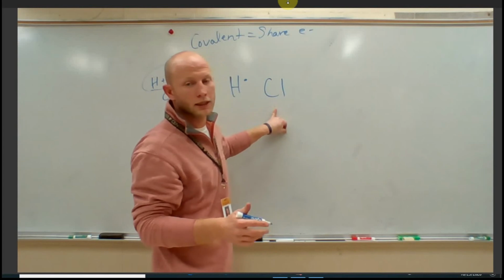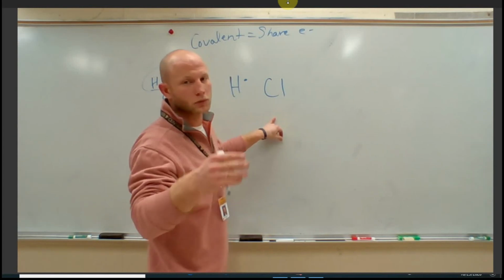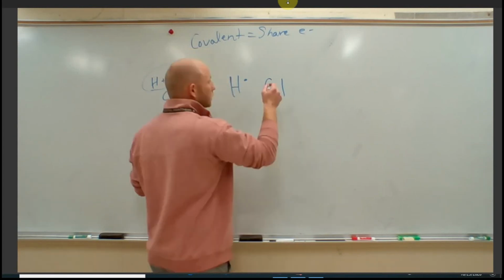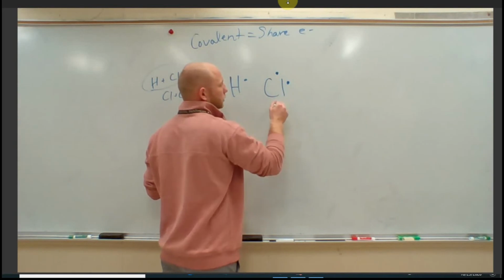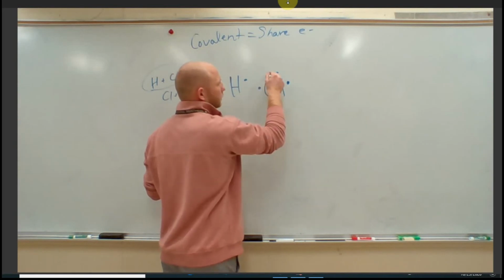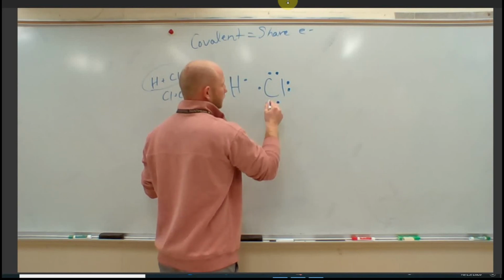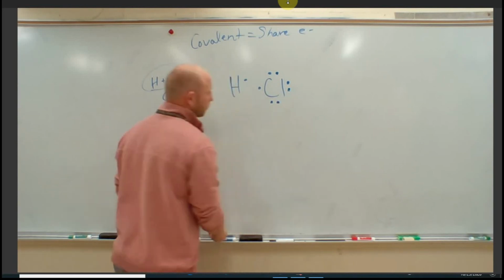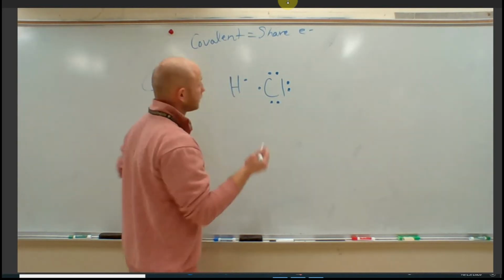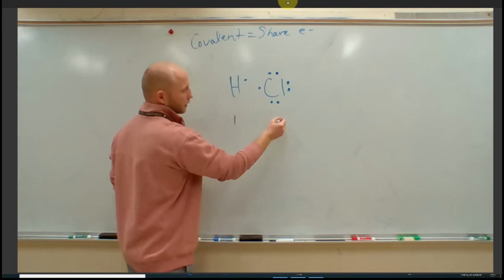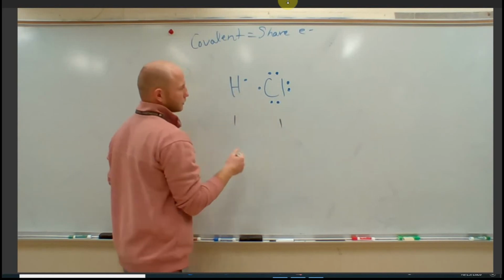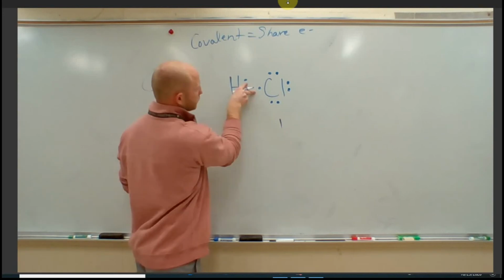And so chlorine, again, is in group 7. That's where we have 7 valence electrons. So we'll go in and start: 1, 2, 3, 4, 5, 6, 7. Okay. Well, this all works out really well, right? Hydrogen would like to get 1 more, and chlorine would like to get 1 more, right? So they'll just share these 2 electrons with each other.